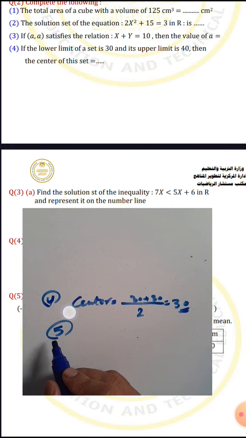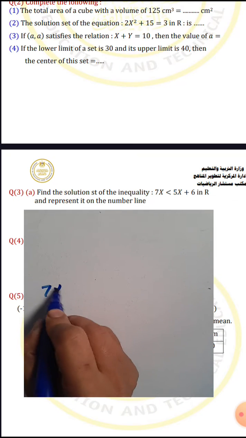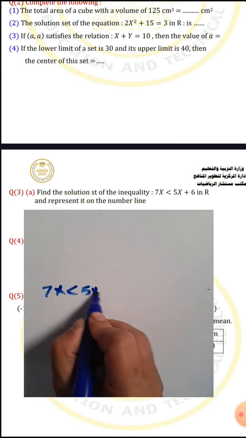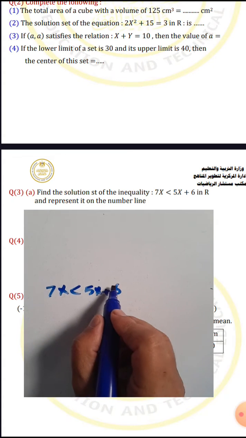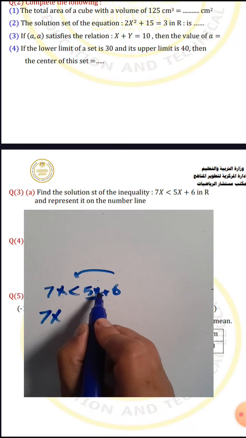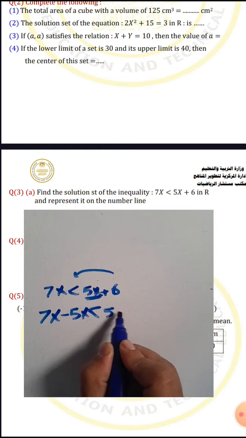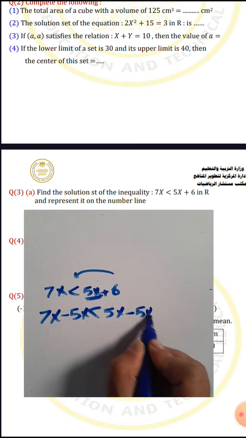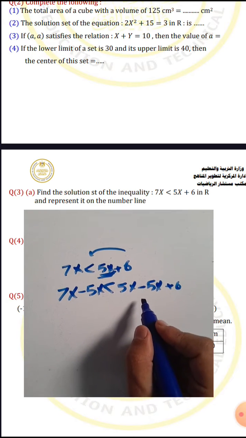Question number 5. Find the solution of the inequality 7x less than 5x plus 6 in R. We can move 6 to the left-hand side, cancel it, write 7x. Move 5x to the left-hand side, or you must add negative 5x to the right-hand side and left-hand side to cancel 5x.